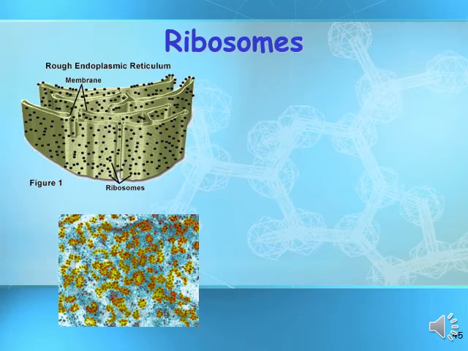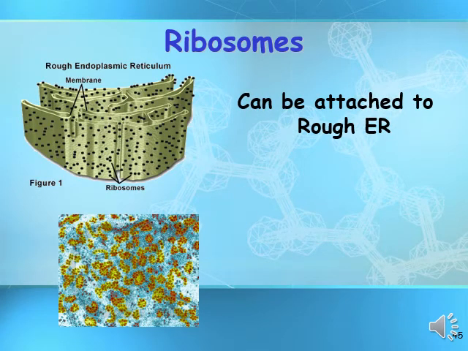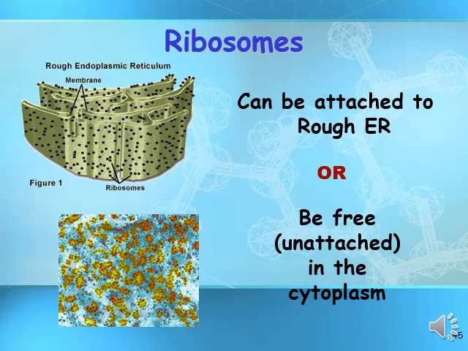Ribosomes can be attached to rough endoplasmic reticulum, as you can see here in a brighter image, or be free, scattered within the cytoplasm. Also, we can mention these ribosomes scattered in the cytoplasm of the cell.